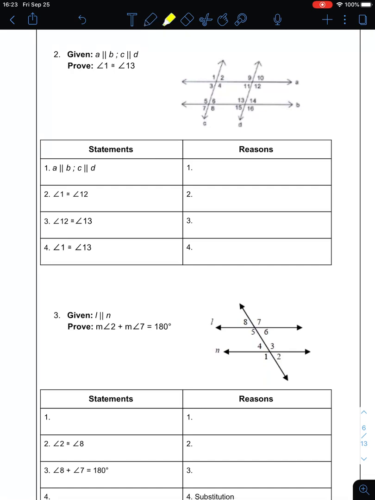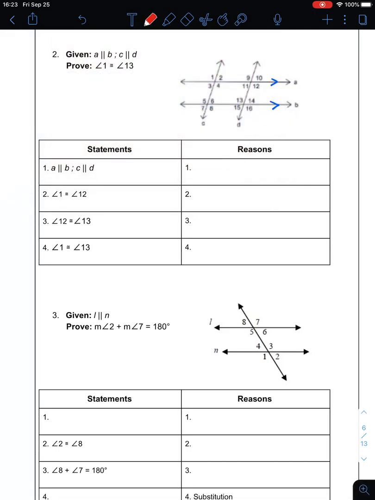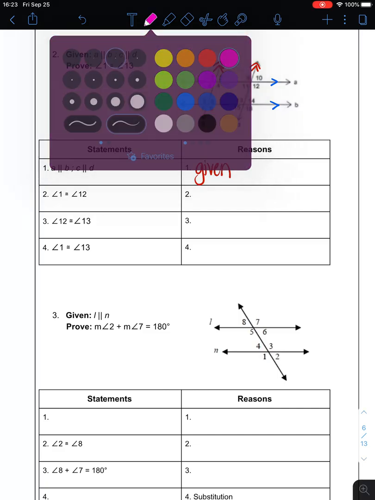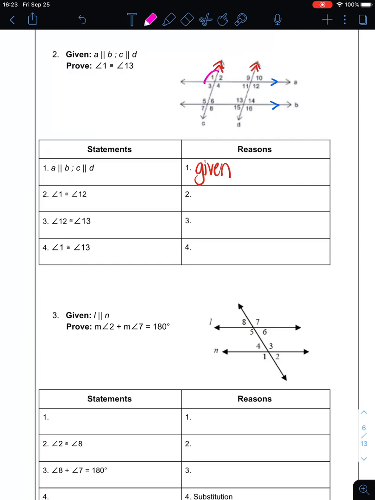Okay, so problem number 2, let's label what we know. We know that A is parallel to B, and I also know that C is parallel to D. So that's all I know so far. The reason I know that is it was given information. That will always be your first step. So now their next step, and let's go ahead and mark it. I want to prove that 1 is congruent to 13.